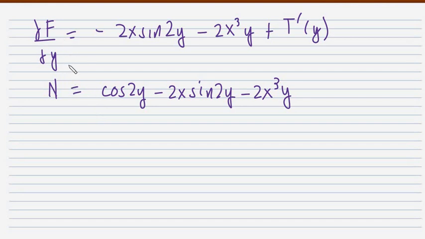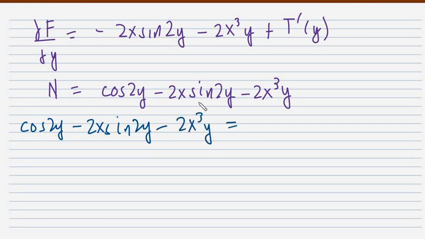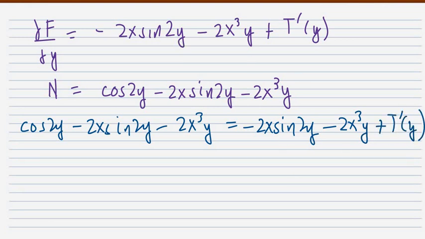So if we equate the two, n is cosine 2y minus 2x sine 2y minus 2x cubed y, and this is equal to negative 2x sine 2y minus 2x cubed y plus t prime y. So what will be cancelled? This term will be cancelled because they are the same, and this term will be cancelled. So therefore, what is left is t prime y is equal to cosine 2y.